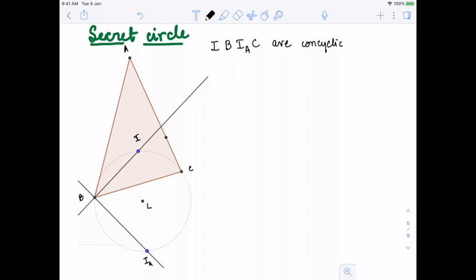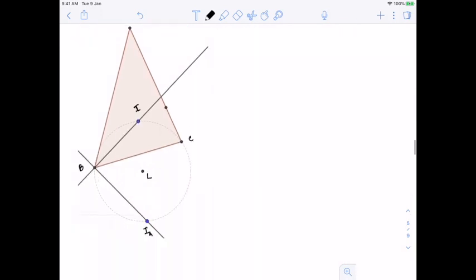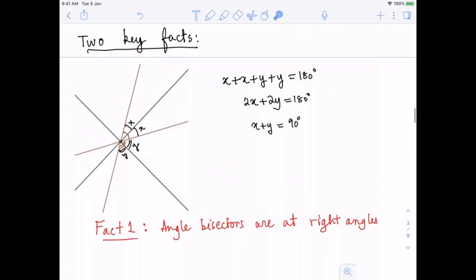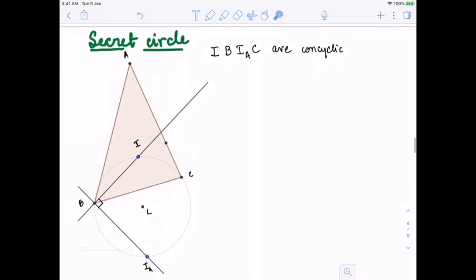Why? The reason is the fact that we have proved before, that's fact 1. Notice by fact 1, this is 90 degrees, because BI is an angle bisector and BIA is another angle bisector. Fact 1 tells you that whenever you have two angle bisectors, they are always at 90 degrees. Since BI is the interior angle bisector and this is the exterior angle bisector, they are always at 90 degrees. So angle IBIA is 90 degrees.